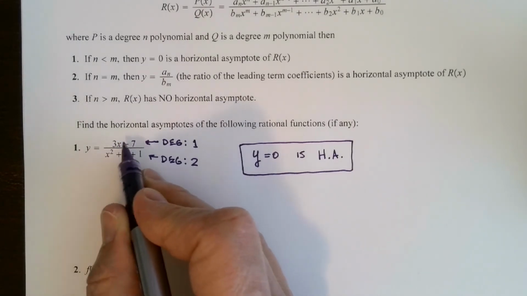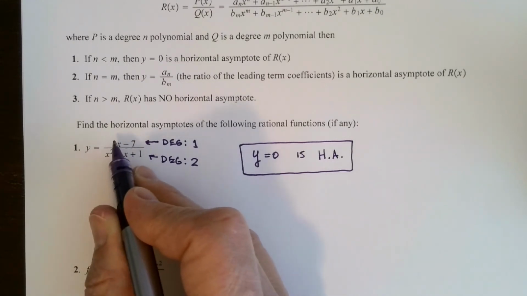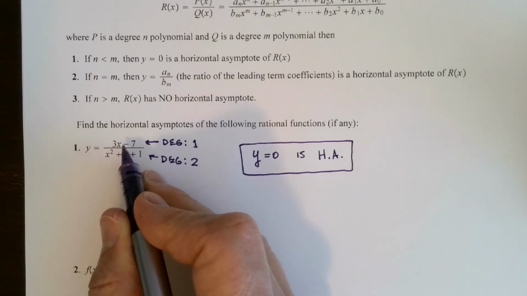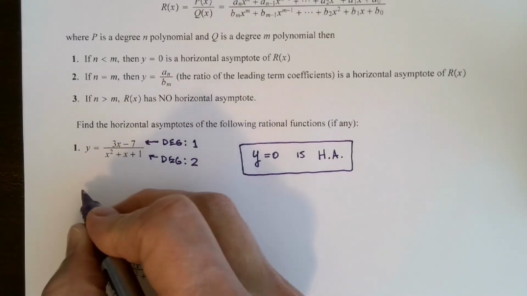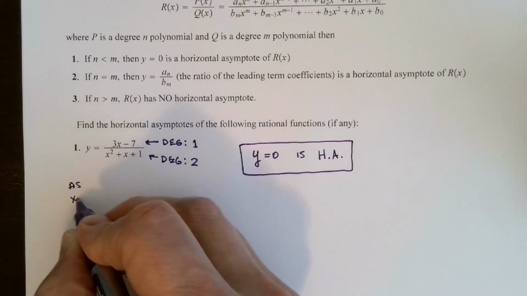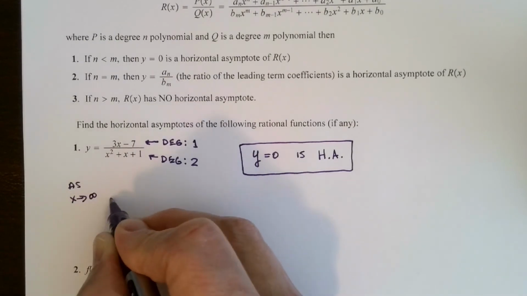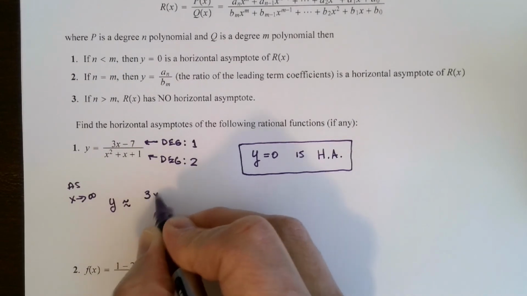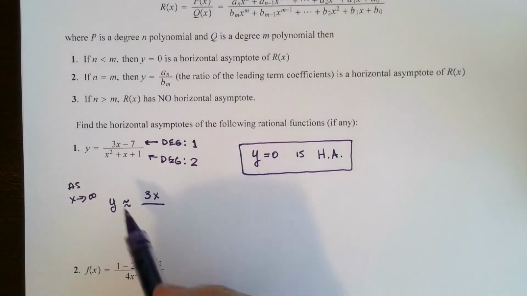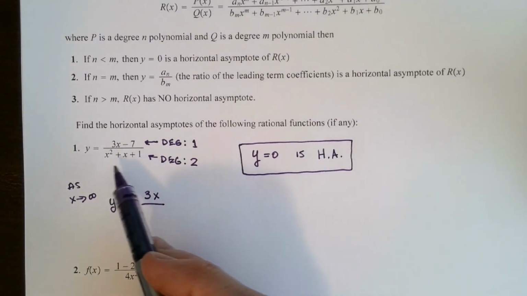And so what we're saying is that for large values of x, this term here, the largest degree term of the polynomial, dominates. And so for large values of x, as x goes to infinity, y is going to be approximately 3x up top, and down below, the term that's going to dominate is going to be the largest degree term, which is x squared.